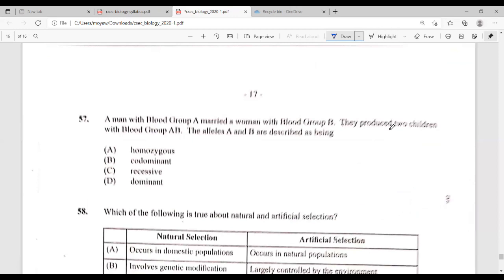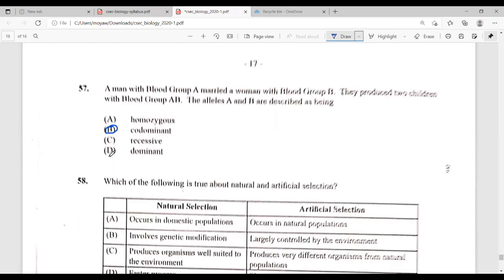57. A man with blood group A married a woman with blood group C. They produced 2 children with blood group AB. The alleles A and B are described as being: A homozygous, B codominant, C recessive, D dominant. So if they produce two children with blood group AB, it'll be codominant because both A and B are residing together.